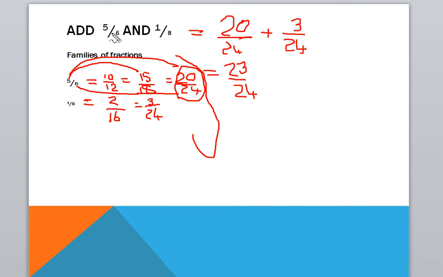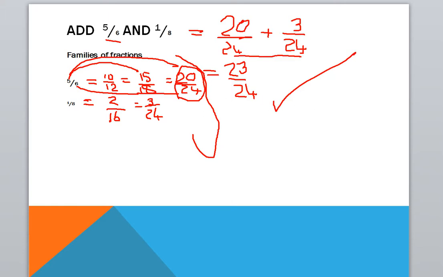So we know that 5/6 is 20/24, and there it is. And we know that 1/8 is 3/24, and there it is. So we've got 20/24 and 3/24. We add them together, and we can do that because the denominators are the same. And that gives us 23 upon 24. And that makes me so happy because that's the final answer and we know it's correct.